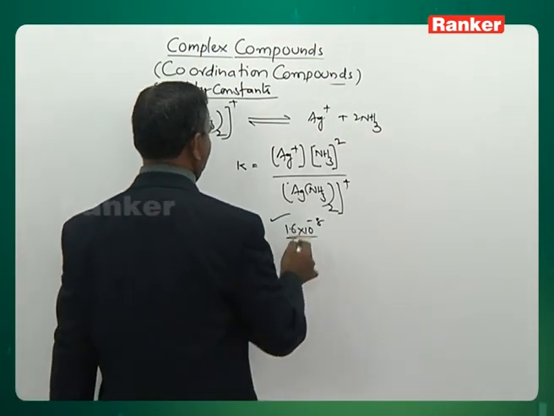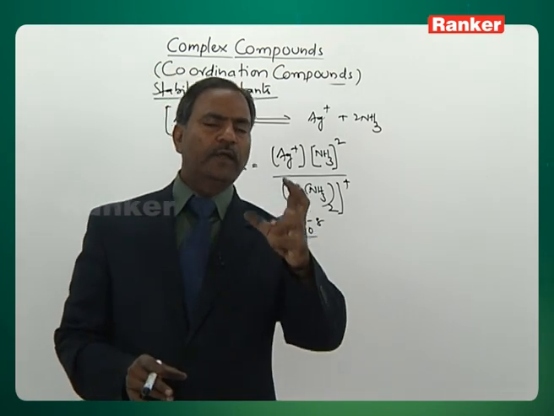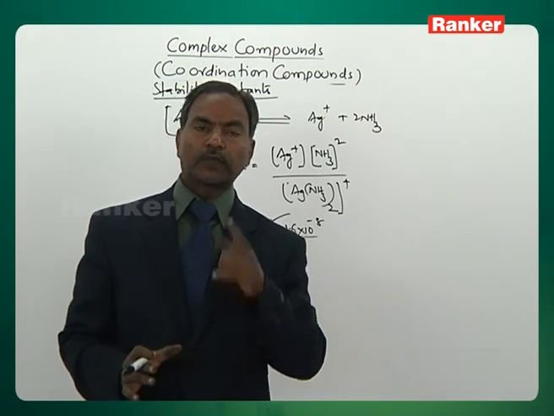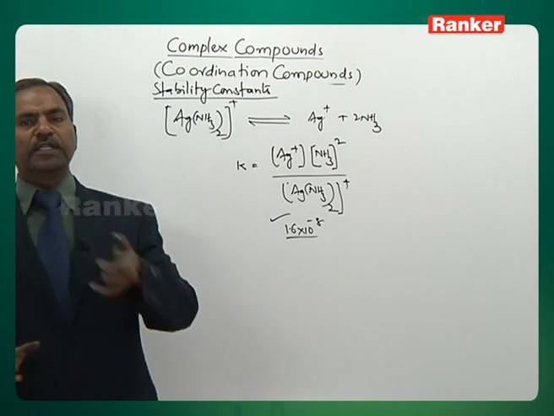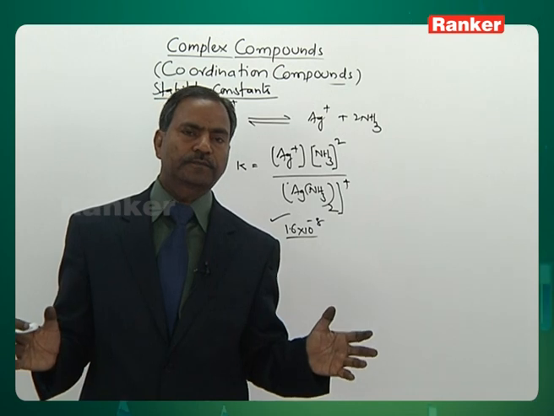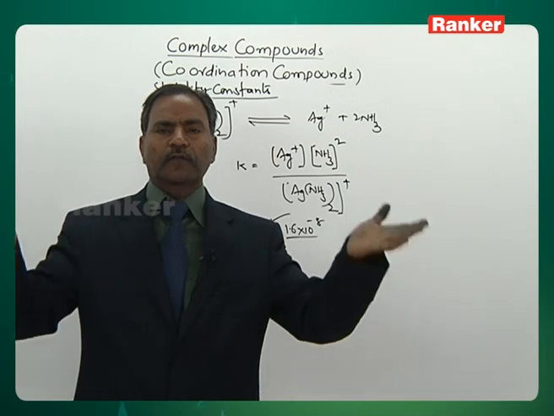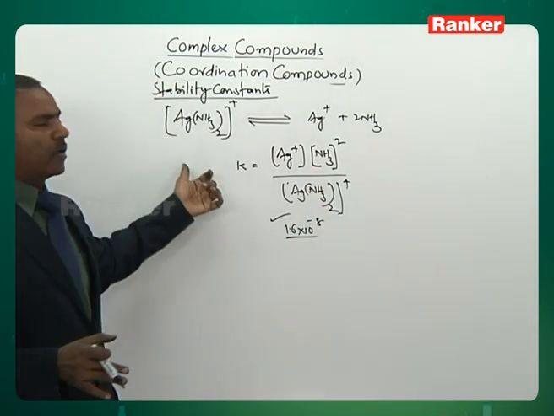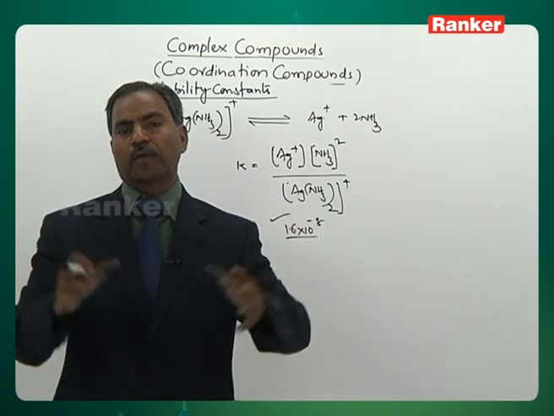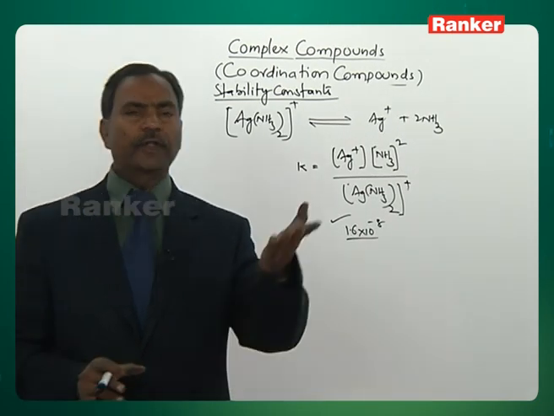The dissociation constant value, how much is it found? 1.6 × 10^-8. It is a very, very low value. What do you understand? The dissociation constant is very small. When the dissociation constant is small, dissociation is small. This complex is dissociating very little. Out of lakhs of these complex ions, only 10 or 20 are ionizing. So you can easily say it is a most stable complex.